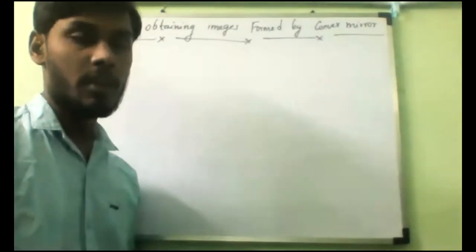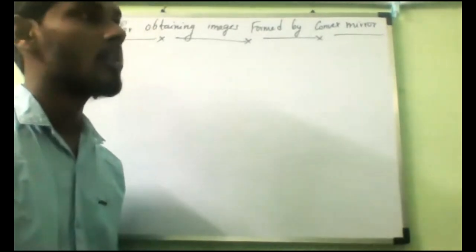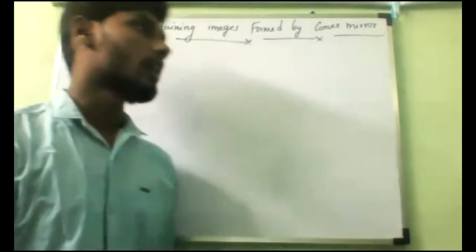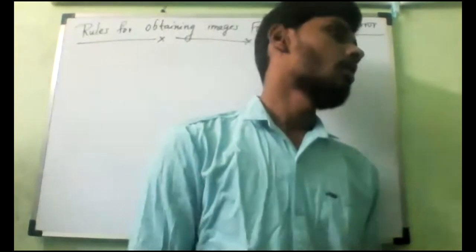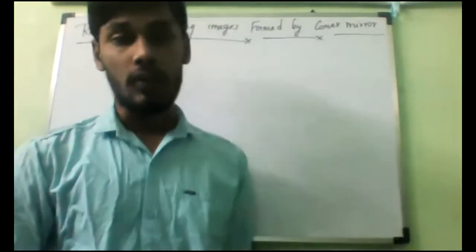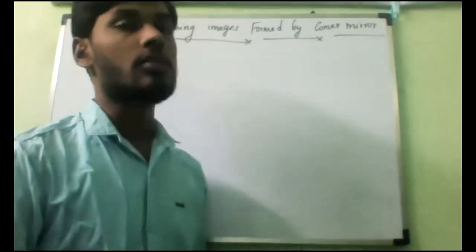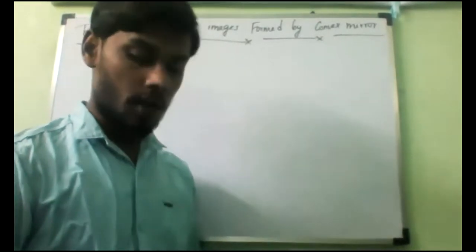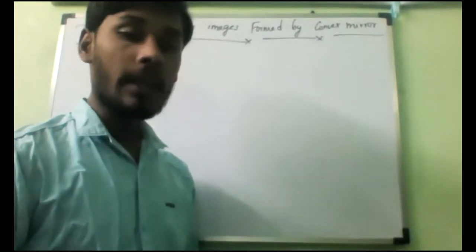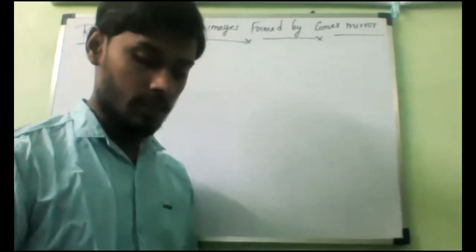Both virtual image as well as real image. So if we take a concave mirror, if we place the object between F and the pole, in that situation alone, it will form a virtual magnified image. Is it yes or no?